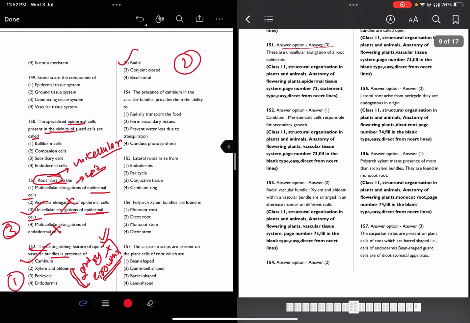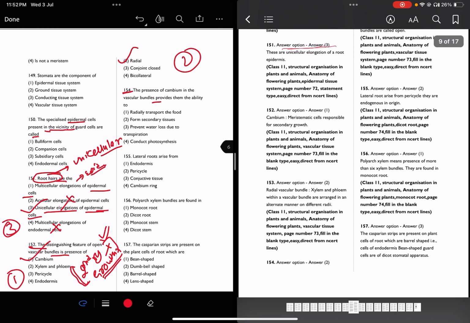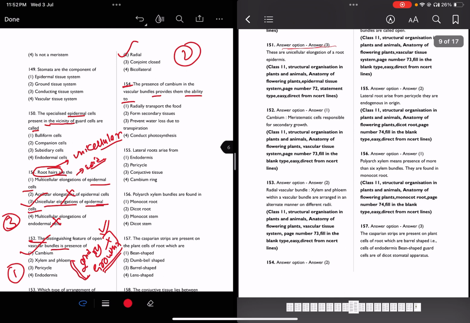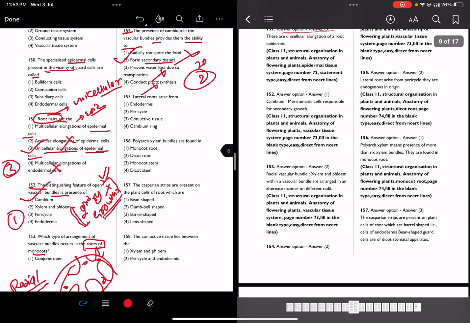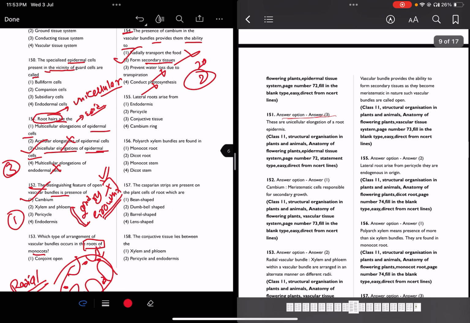Now move ahead. Sorry, question 154. The presence of cambium in the vascular bundle provides them the ability for secondary growth. Secondary growth means formation of secondary xylem and phloem. So read the options. Radial transport, the food from secondary tissue, this is secondary tissue, prevent water loss, conduct photosynthesis. The answer is secondary growth. Option 2 is the correct answer. Now you can see the explanation also. Here is the written explanation, this one.